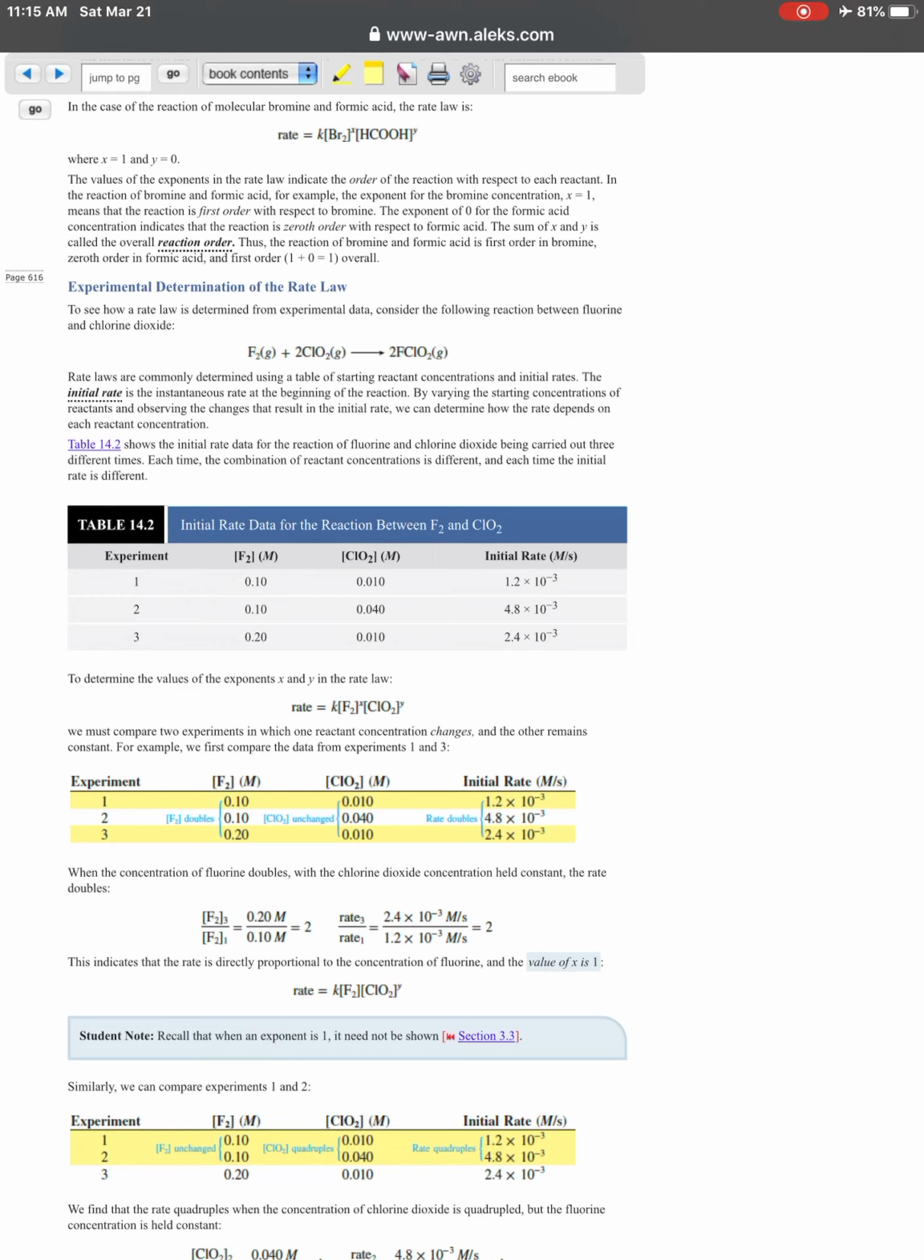And the reason we're doing this is because we have this idea that the rate is equal to K times the concentration of each reactant to an exponent, X or Y. So by figuring out how the initial concentrations affect the initial rate, that will tell us what those exponents are. And once we get the exponents, we can find the value of K, the rate constant.